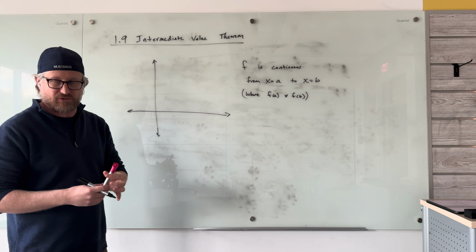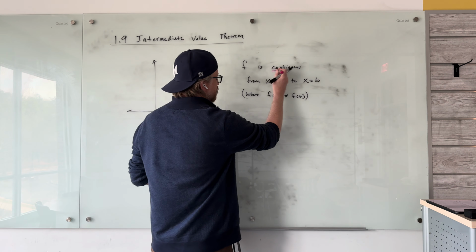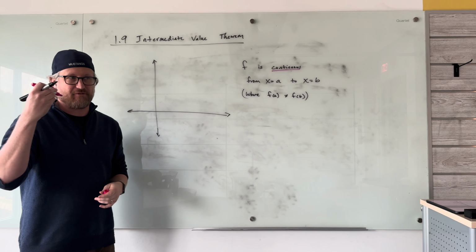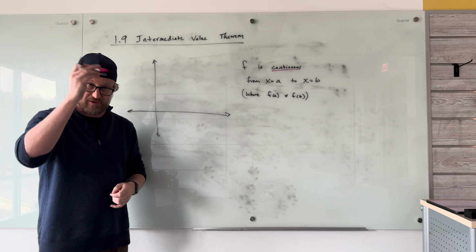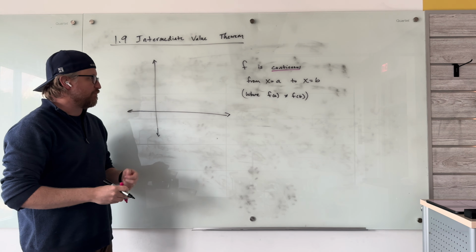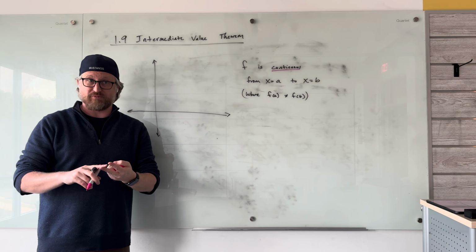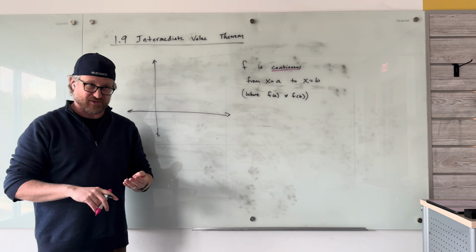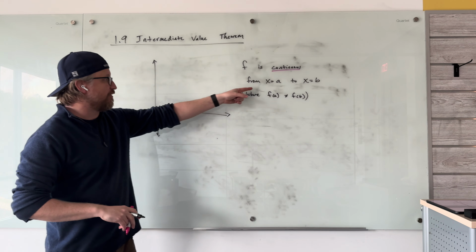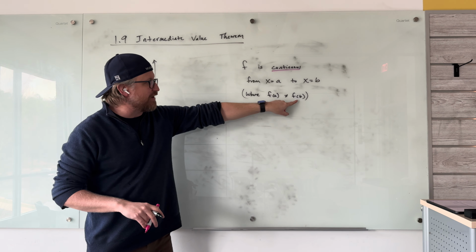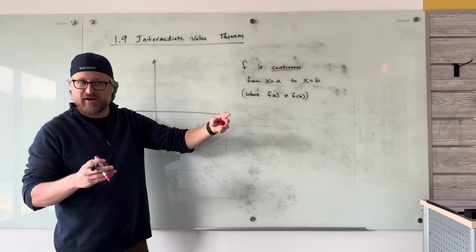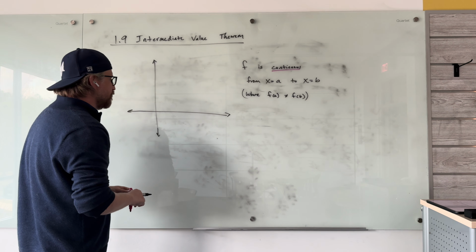F is continuous, so I've got some kind of function that is continuous. So I've got no break from point A to point B. We're able to sketch it from one point to the next without picking up my pencil. That means no holes, no jumps, no vertical asymptotes, none of those types of discontinuities. From A to B, where if I was to plot the points, their y values would not be the same. And so that's what the f of A not equal to f of B is referring to.